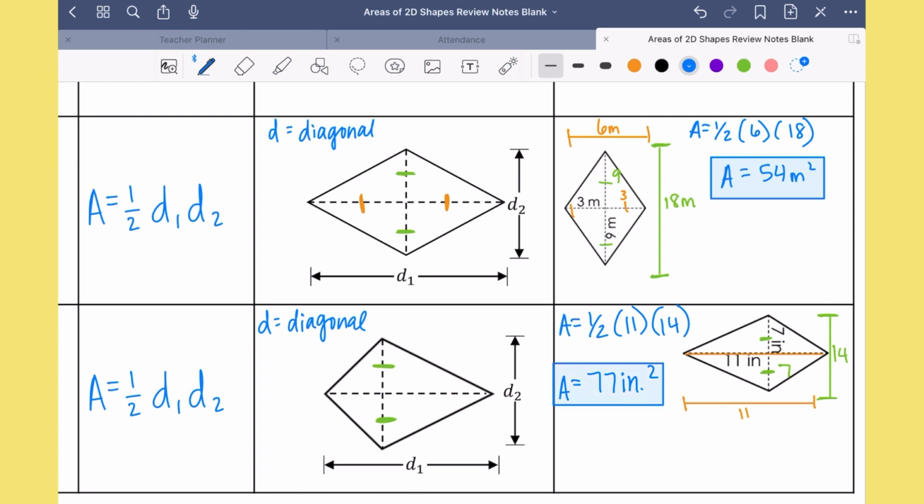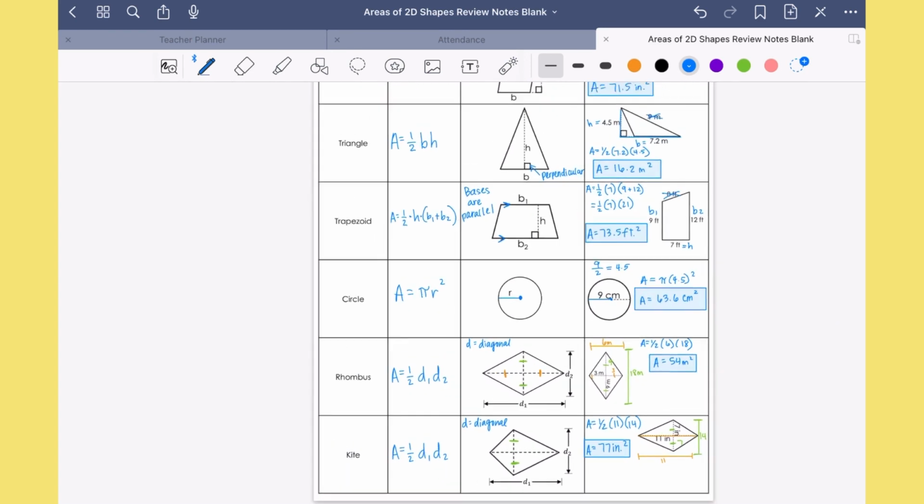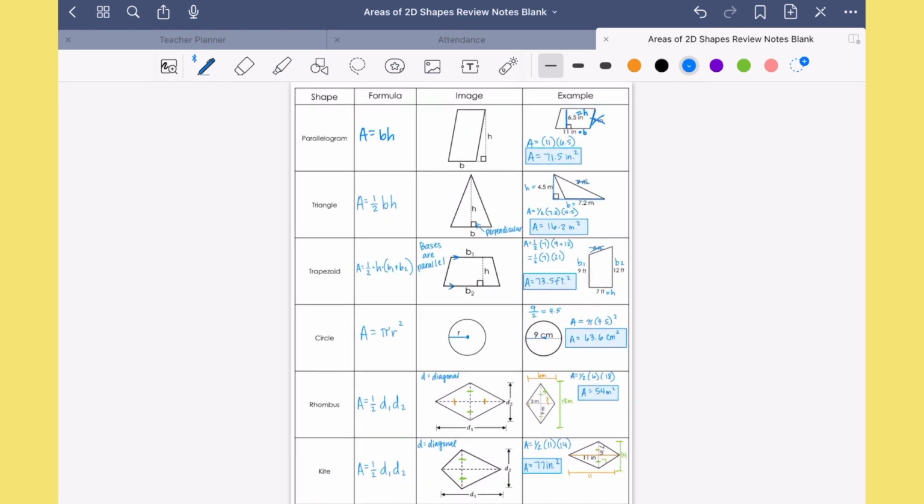Okay. All right. So this was just a review of the basic shapes that we will be working with in the next few days. So we're starting with level 1. These are all level 1 type questions where you just look at the picture, you look at your formula, you plug it in, you let the calculator do the math, and you get your answer. So let's review. We had area formulas for a parallelogram, a triangle, a trapezoid, a circle, a rhombus, and a kite.